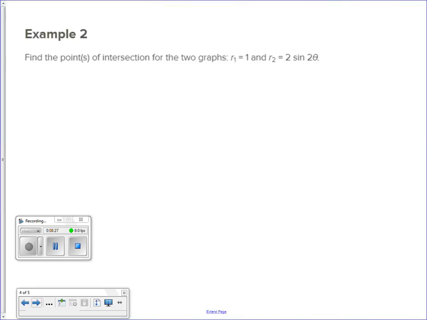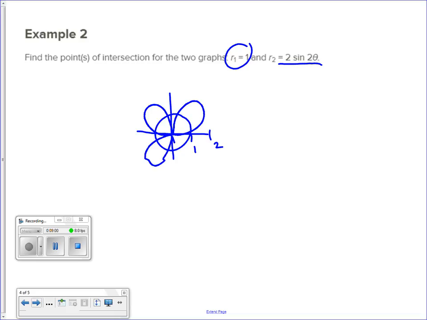All right, let's look at another example. So here we have r equals 1 and r equals 2 sine 2 theta. So think about this graphically. This is a circle centered at the pole that goes out to 1. And this is a vertical rose with 4 petals that goes out to 2. So there's our two graphs, and we want to figure out where they intersect.